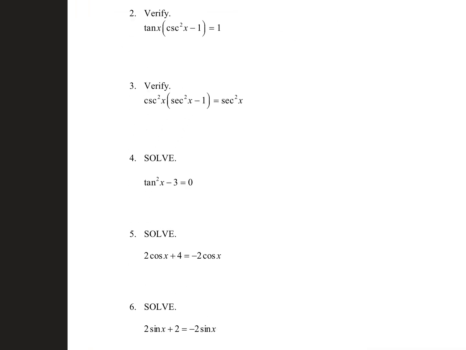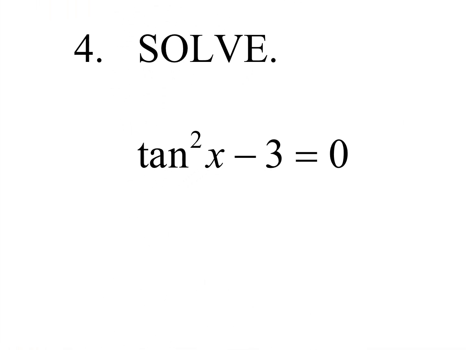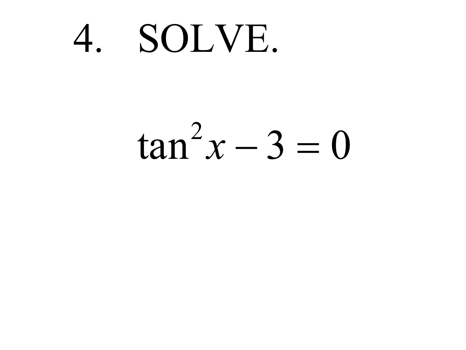Let's take a look at number 4. What would I need to do first to solve? Add 3 to the other side. So tangent squared is equal to 3. What would I do next?